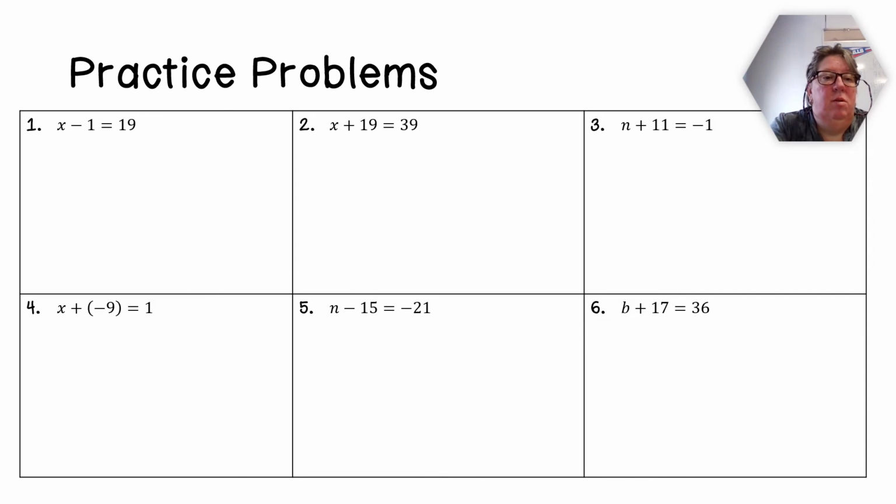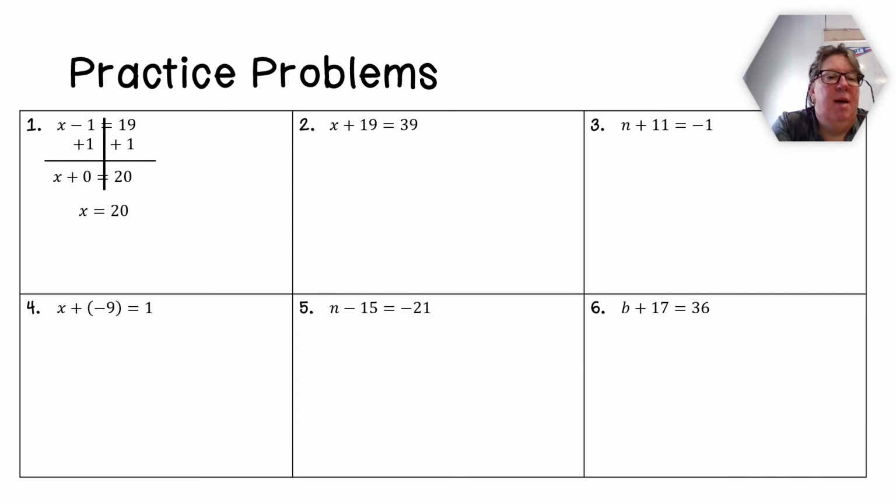So what we want to do is we want to get that x alone. So in order to do that, we need to get that negative 1 out. So what can we add to negative 1 to make it a 0? Well, positive 1. So we're going to add 1 to both sides of the equation. Remember, whatever you do on one side, you have to do on the other side. So we get x plus 0 equals 20, which is just x equals 20. So that's our possible solution.